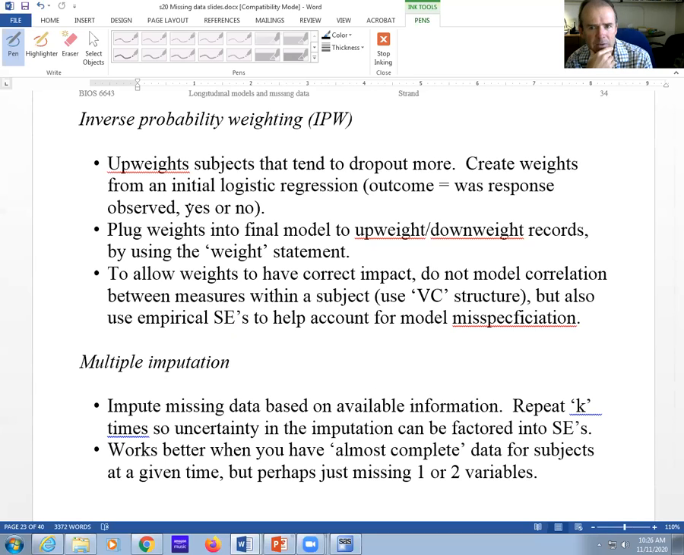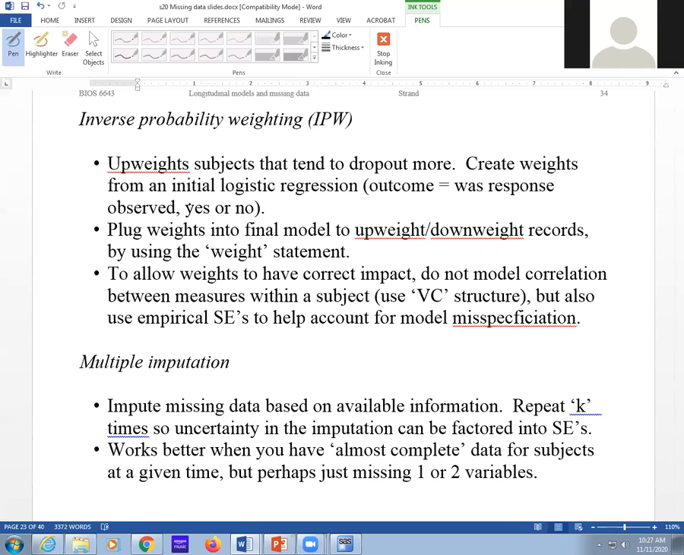One of the tricks with this though is that if you add a weight statement, let's say to proc mixed, then it gets messed up if you're estimating correlation parameters in there. So you actually have to simplify the correlation structure, use like a VC structure, and then use empirical standard errors to hopefully account for the misspecification of your model. You know it's misspecified because you're not accounting for correlation.